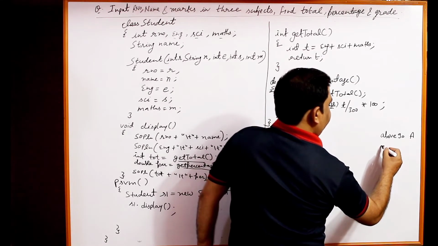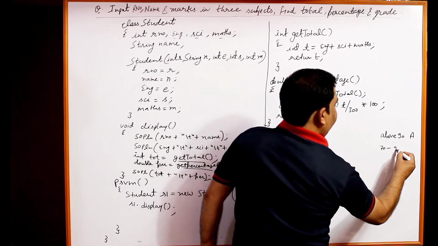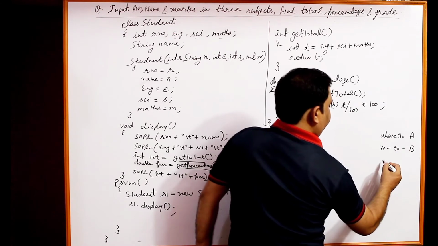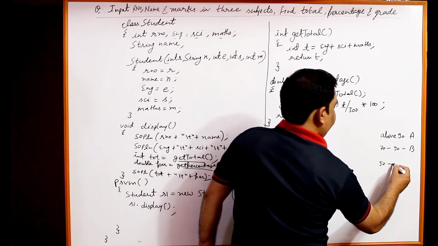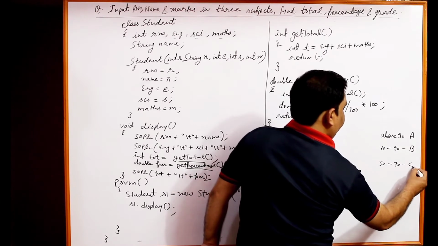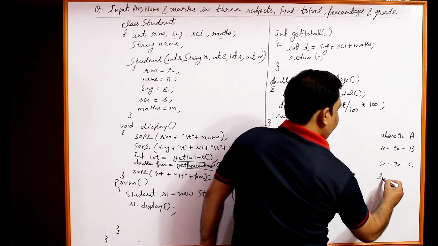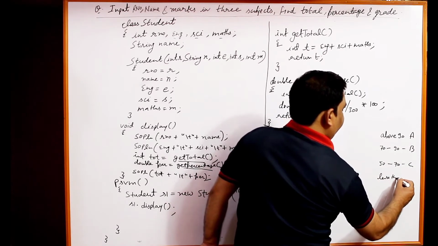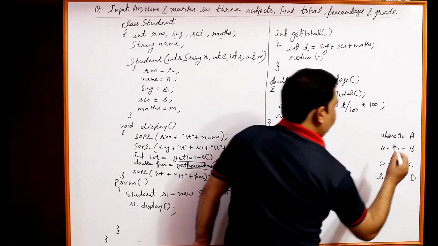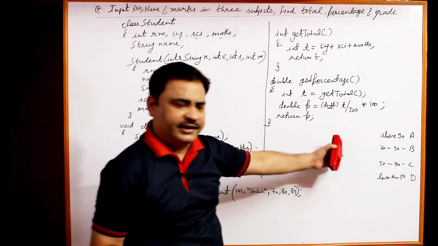If it is between 70 to 90, we will give B grade. If it is 50 to 70, we will give C grade. If it is less than 50, we will give D grade. Suppose this is the criteria for the grades.